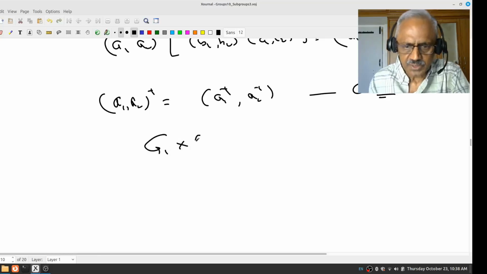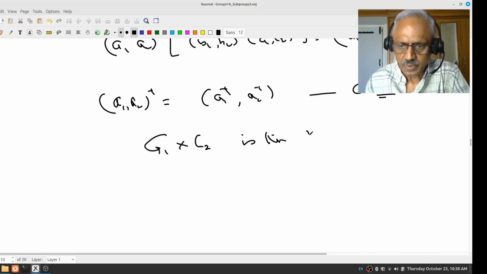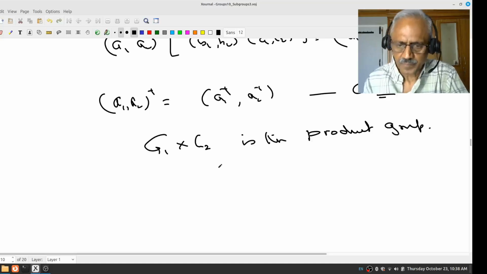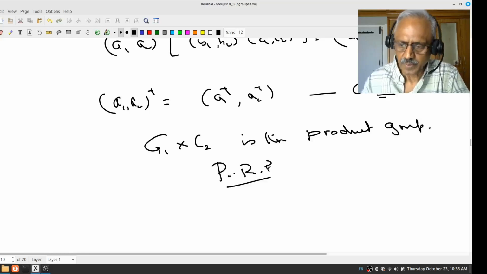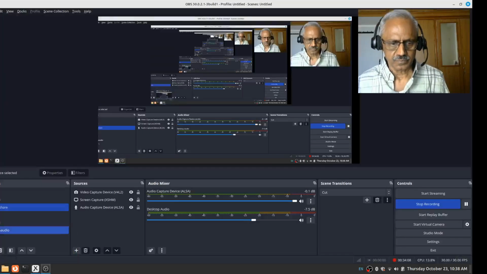So this G1 cross G2 is called the product group. What I have done is, if you give me two groups, I can generate a third group, namely the product group G1 cross G2. Please review that. We are going to look at a very concrete example. You see that it's not the standard textbook. I am doing a lot of things. Slowly you will see all of a sudden a lot of significant things happen.